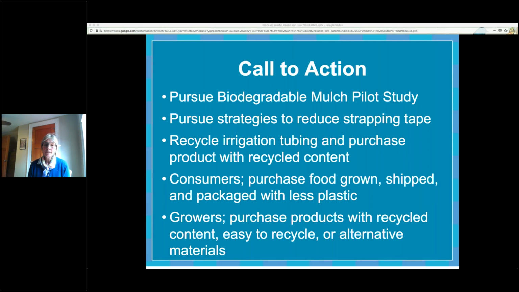And we'd like consumers who are purchasing food to purchase food that's grown with less plastic, that's shipped with less plastic, and that's packaged with less plastic. It's easy to see the package, but it's harder to know whether it was grown with less plastic. So it's a question that consumers can start asking. And then growers can also start to purchase products that they use with plastic that has recycled content, or that's easy to recycle, or they can start looking at alternative materials. So next slide.